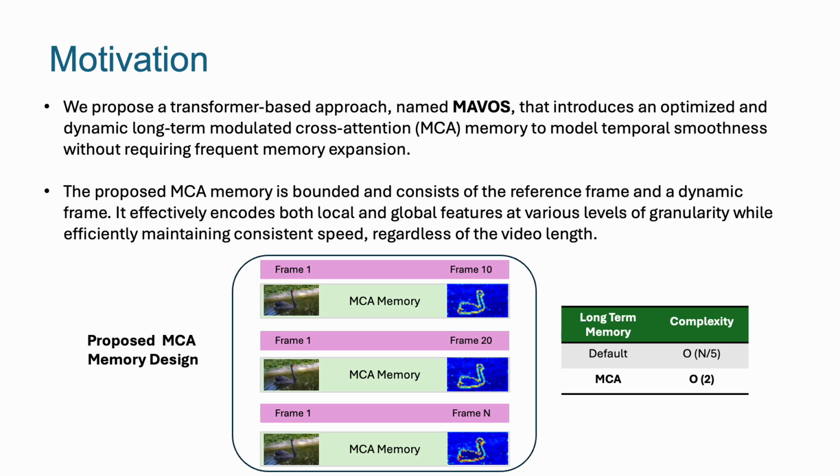The proposed modulated cross-attention memory consists of 2 frames regardless of the video length. It contains the reference frame and a single dynamic frame. The goal of the dynamic frame is to encode the temporal smoothness without requiring memory expansion. It effectively encodes both local and global features at various levels of granularity. Our method has real-time speed and consistent GPU memory for long videos.